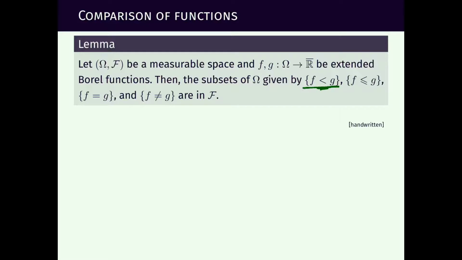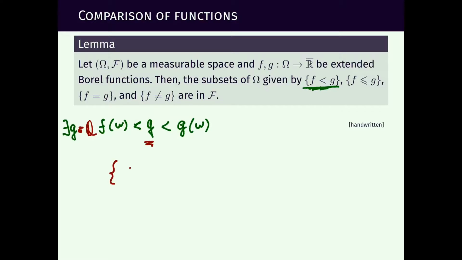Now, to prove this, we notice the following. Whenever two extended real numbers are different and one of them is less than the other, it will be the case that if f of omega, this first number, is less than the second number, g of omega, that means there exists some q which is in between f of omega and g of omega. There exists some q which is a rational number. There is a rational number between the two, and this is really very important.